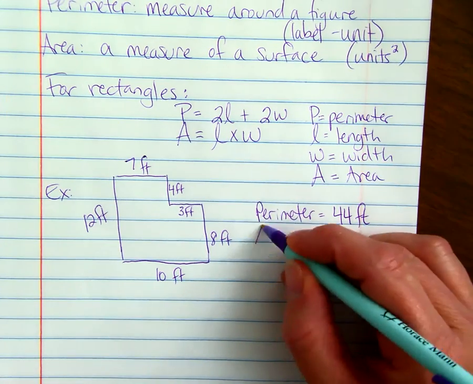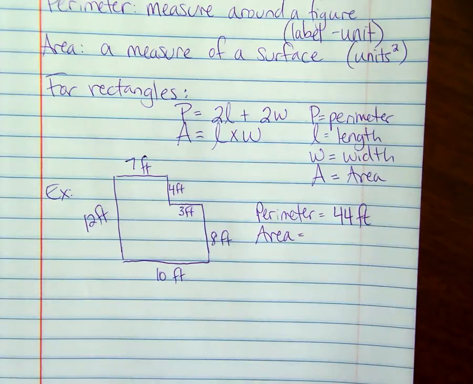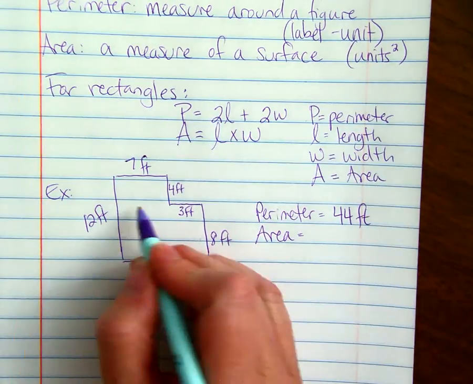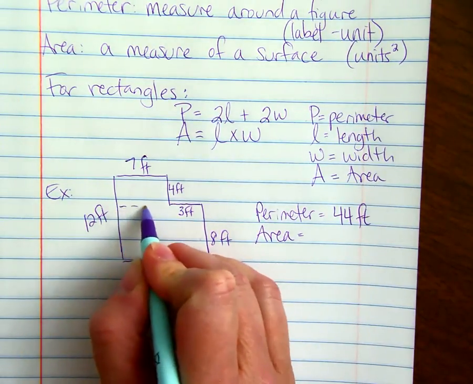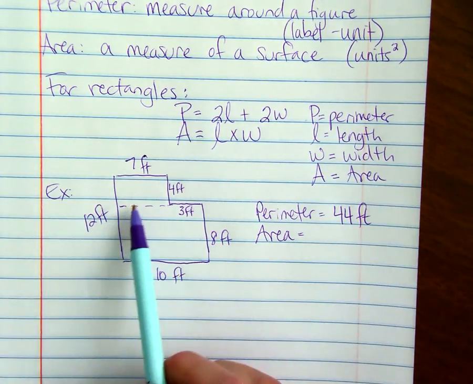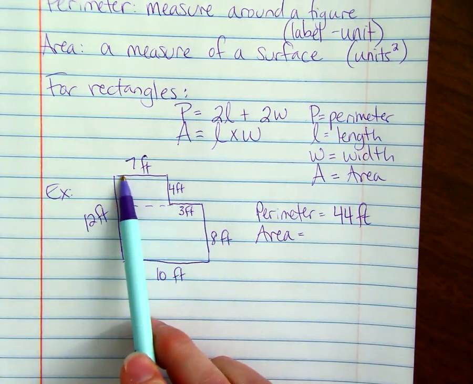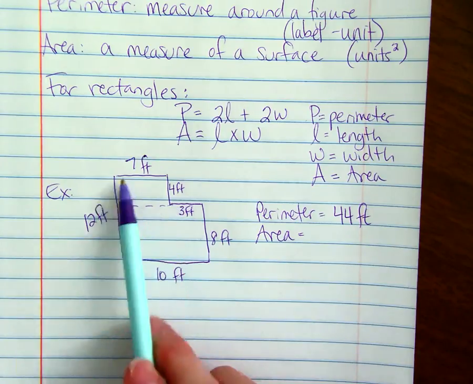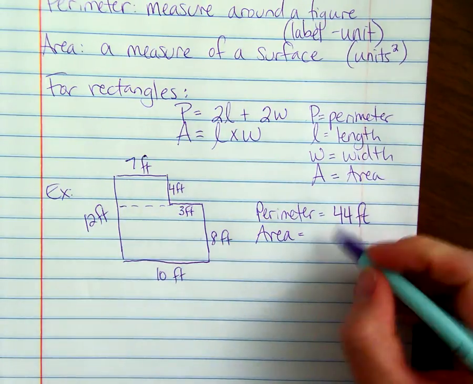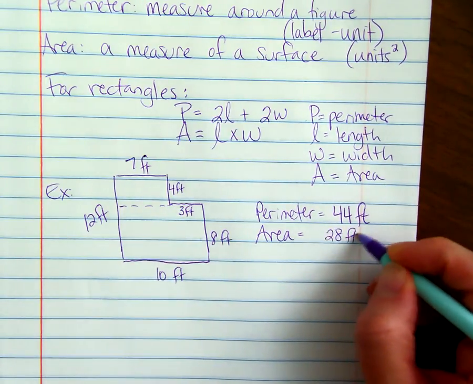For area, it's easier to kind of divide it up into 2 rectangles. So we're just going to put a dotted line here. So we only want to look at this top rectangle right here. The length is 7, the width is 4. So the area of this is 7 times 4, or 28 feet squared.